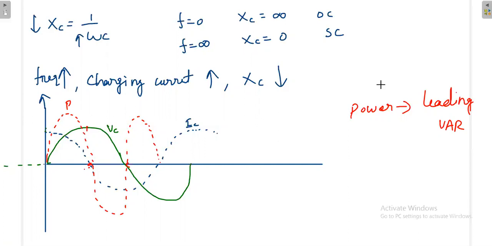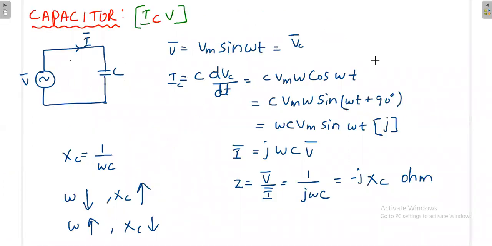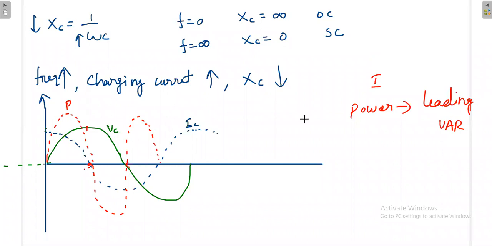Or otherwise, another notation is there. You have to concentrate on I. What is happening to I in the capacitor? I is leading, so that means power also will lead. That's another way to remember. Next we will see the phasor diagram.